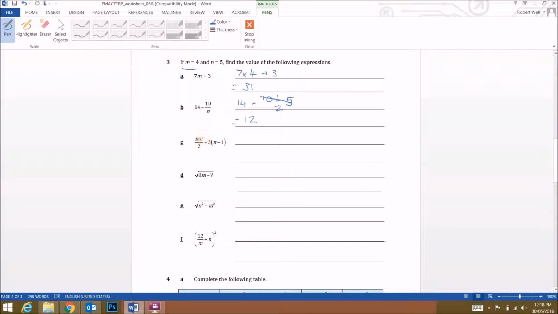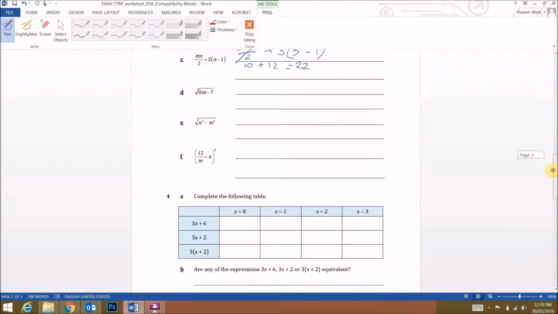Next one, M times N divided by 2, plus 3 multiply 5 take away 1. So 4 times 5 equals 20. 20 divided by 2 equals 10. 5 take away 1 is 4. 3 times 4, because remember, if a number is next to a bracket, it means times. 3 times 4 is 12, which means our answer is 22.